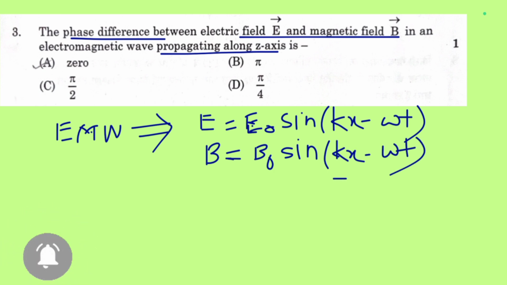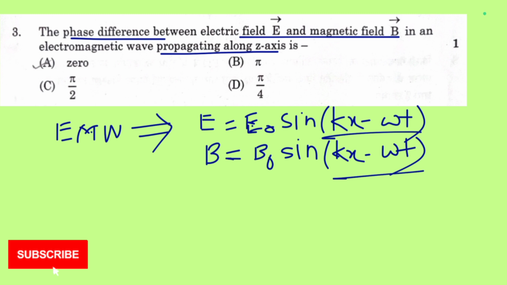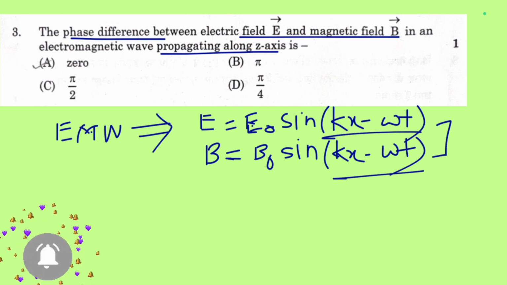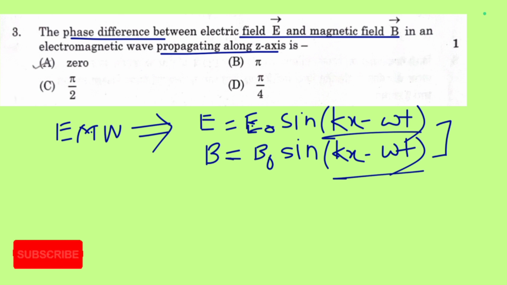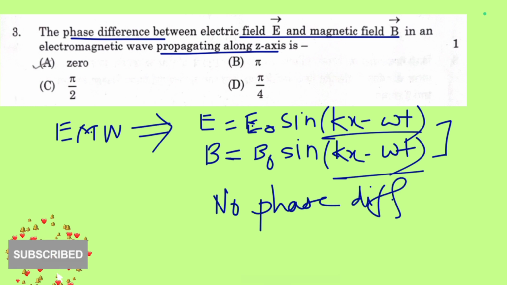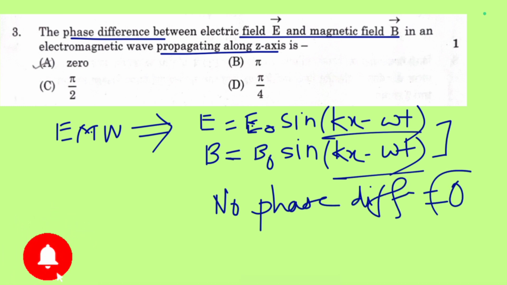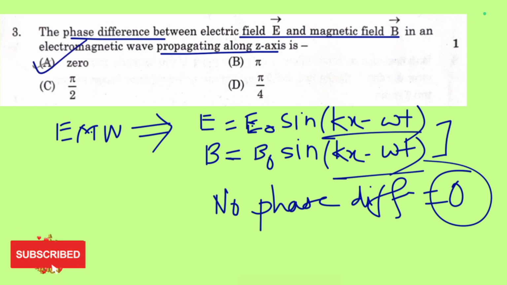Now you can see what the phase angle is here. It is the same. It means that there is no difference between the phase angle of the electric field and the magnetic field. Means there is no phase difference, or we can say the phase difference is equal to 0. That is the answer given in the first option, that is 0. Okay, fine.